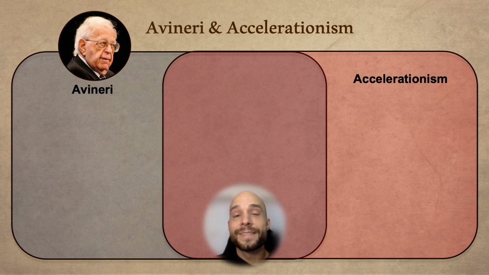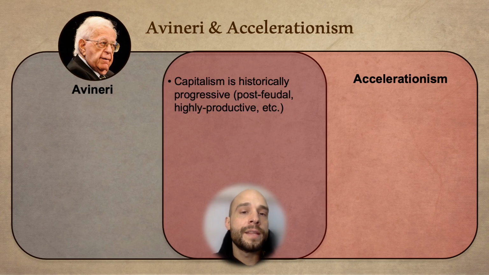Let's pause and get precise about Avineri and accelerationism because they overlap, but only to a point. First, both agree that capitalism has been historically progressive. It broke feudalism, expanded productive capacity, and loosened older forms of domination. Capitalism is not just stagnation, it develops forces history didn't have before.